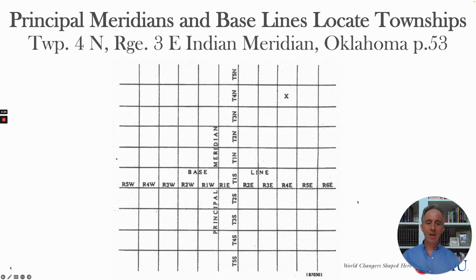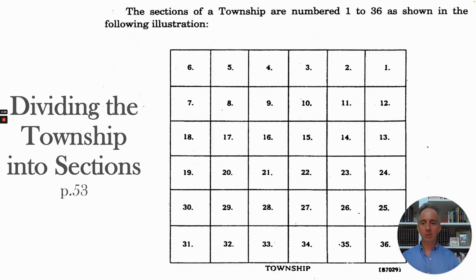And so that X marks a spot that is called the Township 4 North, Range 3 East meridian, right? So that is showing you that it is 4 north of the baseline and 3 east of that Indian meridian, as you can see in your book at page 53. Now, let's zoom in again. I told you that township was 6 miles on a side.